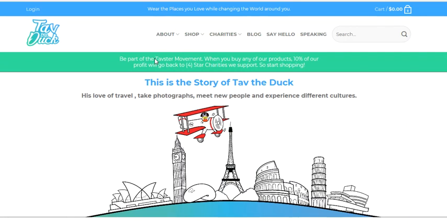So with all that being said, things like "be a part of the Tabster movement" don't mean anything without clarifying what Tab the Duck's mission is. Who the heck is Tab the Duck in the first place, right? When I first land on this website, not knowing anything about Tab the Duck or his mission, what can you say up here in this top section to give me, the visitor, some sort of reason to stay on the page and to scroll, right?